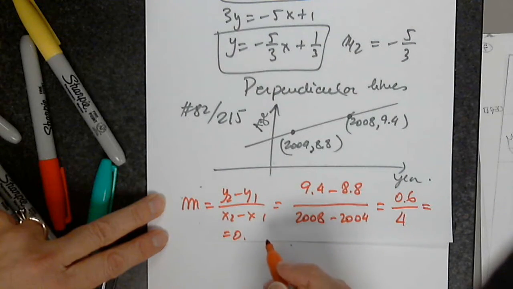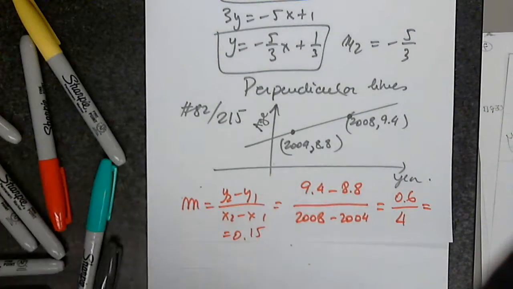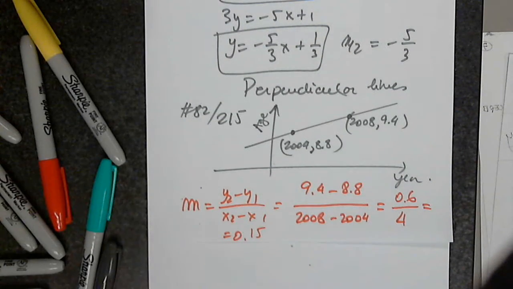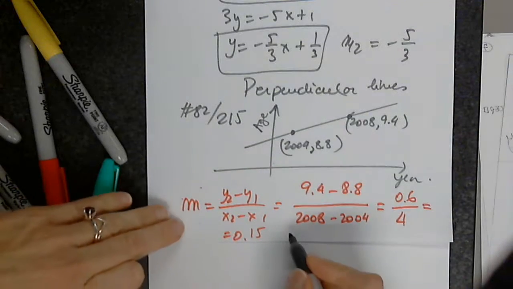0.15. Without a measurement unit, this means nothing. So the slope is a ratio of two variables. The variable at the top is the y variable. The variable at the bottom is the x variable. So this measurement unit is composed of two measurement units. This 0.15 has two measurement units, one coming from the top and one coming from the bottom. So please tell me something over something.